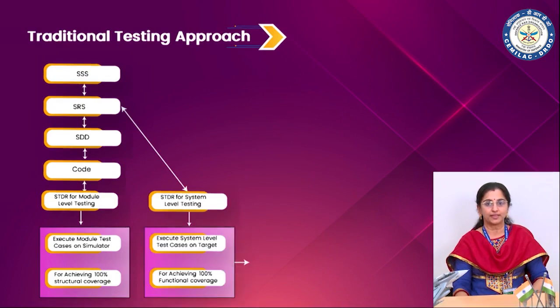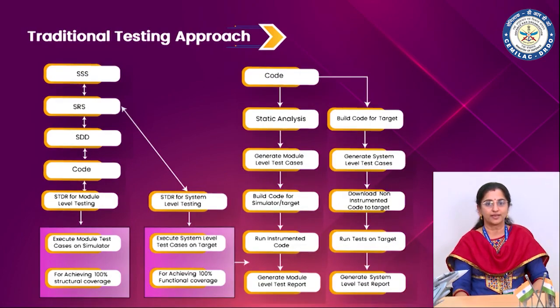To explain better, let us understand what we do in our traditional testing process. Here we have two parts, one for system level testing, which is more of a black box testing for achieving 100% functional coverage, and another path for module level testing for achieving 100% structural coverage. That is, in one path, the code goes through static analysis and dynamic analysis and the module level test report is generated. In the other part, we build the code for the target for system level testing and the system level test report is generated.